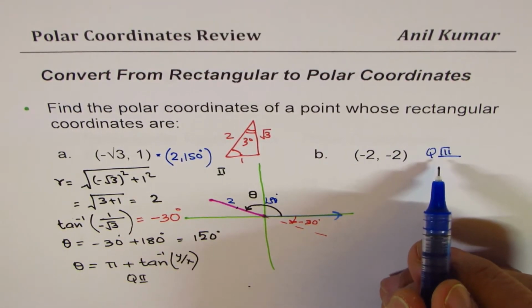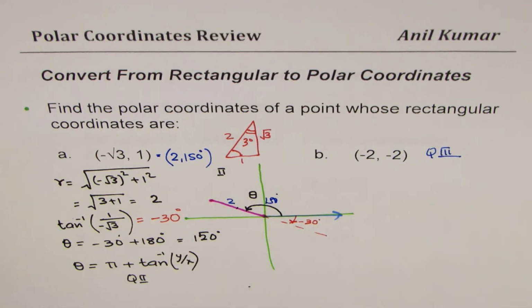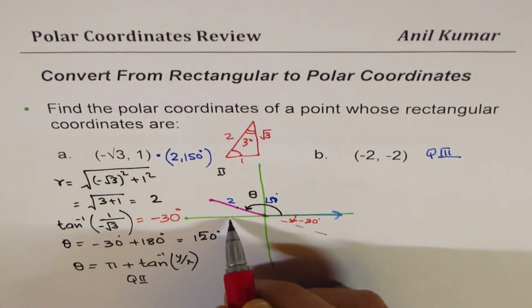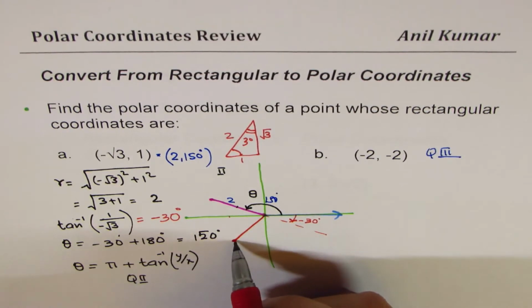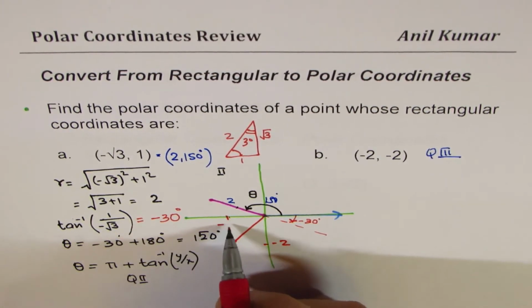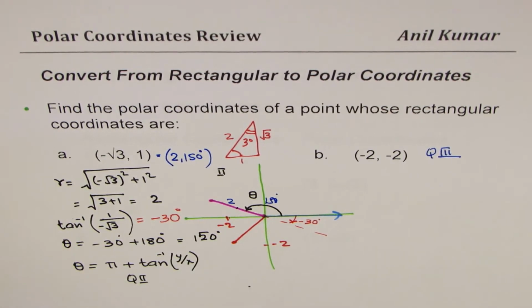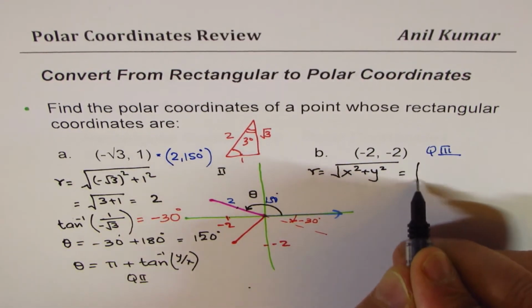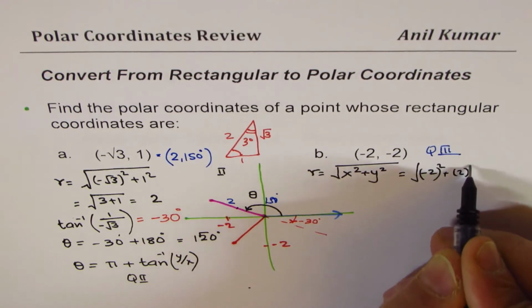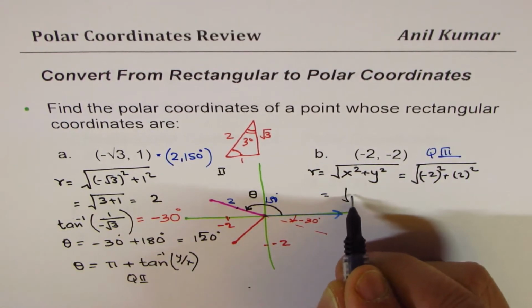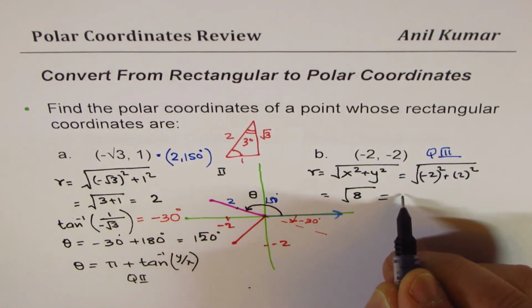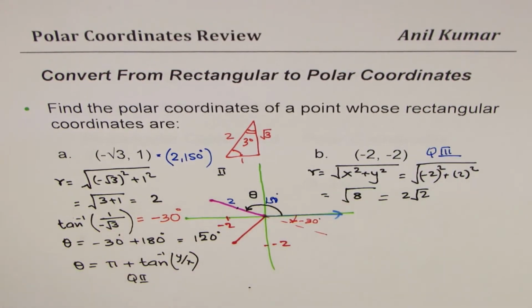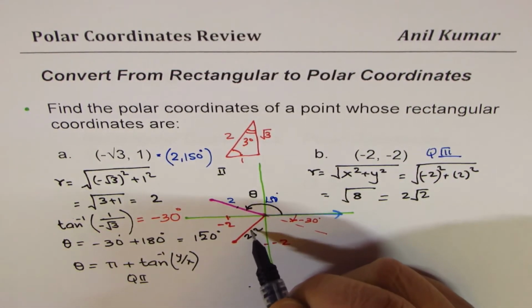Now in quadrant 3, we have taken this minus 2, minus 2. So let me sketch this here. Let's say that's the point somewhere here, so that is minus 2, and this is minus 2. In this case, finding r is not difficult, as you saw. R is the square root of x squared plus y squared. I've just written the formula. In this case, minus 2 whole squared plus minus 2 whole squared, which is the square root of 4 plus 4, which is 8, and 8 could be written as 4 times 2, so 2 square root 2. So we get r as 2 square root 2.